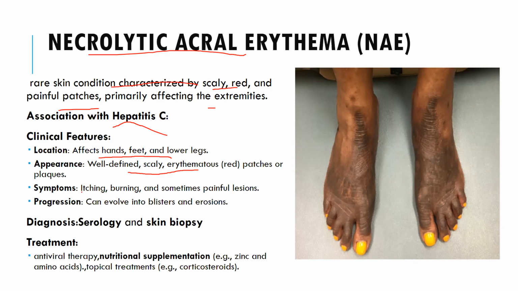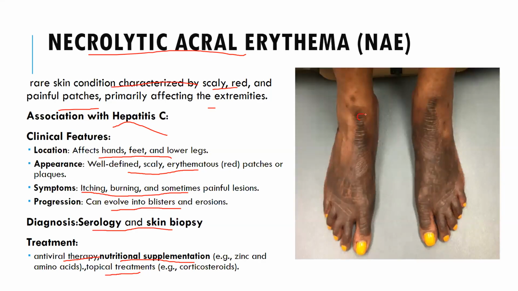Sometimes it can present with a little bit of itching, burning sensation, though some patients report some pain. And in severe cases, it can advance and develop into blisters and erosions. So when you're diagnosing this condition, you'll do serology, hepatitis C titers or screening tests, antigen-antibody tests, and once you've confirmed it, you treat the underlying cause, which is hepatitis C. Then you can also supplement with zinc and other amino acids. And then locally, we can apply topical corticosteroids to try and address the inflammation that comes with this condition.